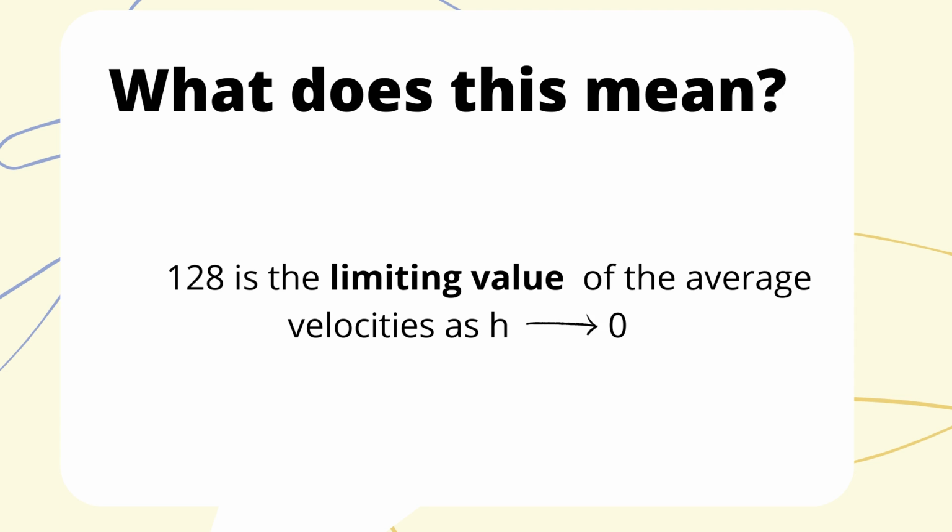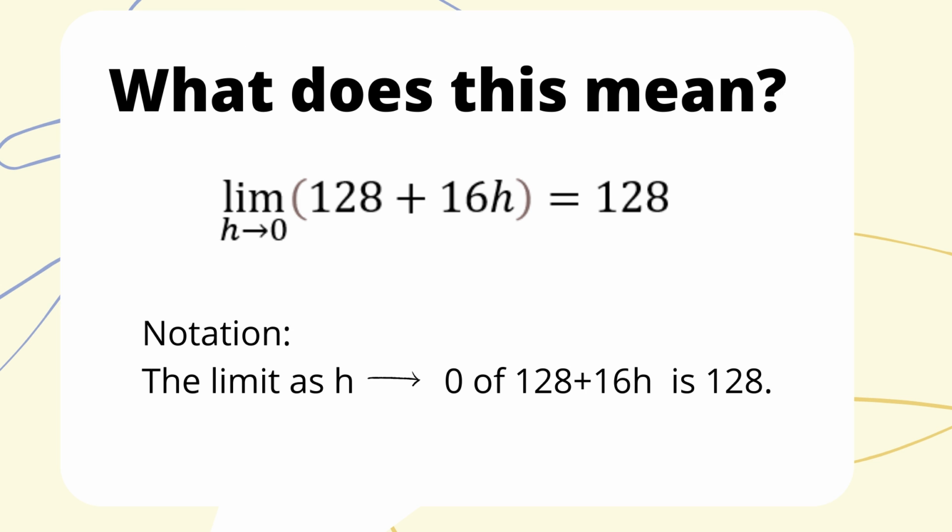So what does this mean? 128 is the limiting value of the average velocities as h approaches 0. So, using some notation, we can say that the limit of 128 plus 16h as h approaches 0 is 128.